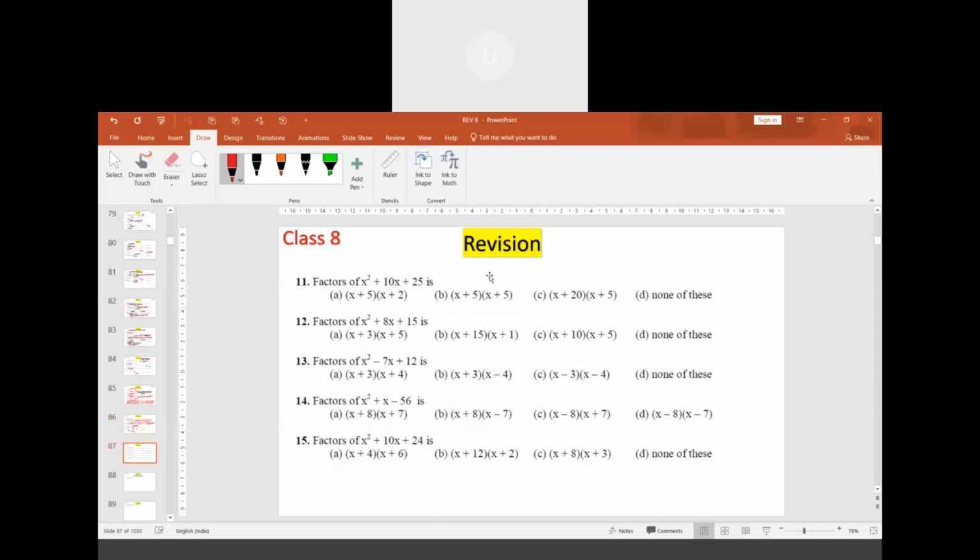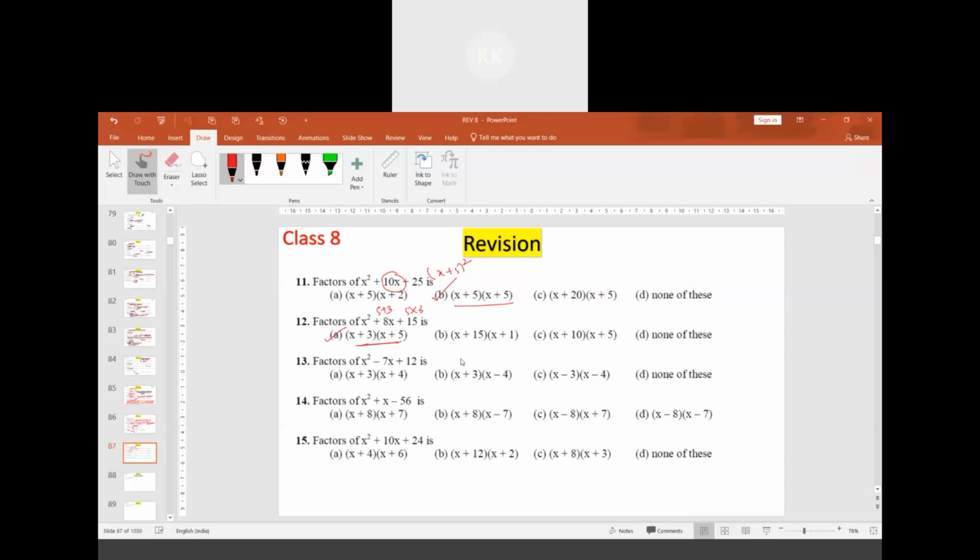Question number 11. A square plus 2ab plus b square. We can split 10x into 5x plus 5x, or it can be expressed as x plus 5 whole square. X square plus 25, 25 is 5 square. This middle term is 2ab, 2 into 5 into x. Here the product is 15. If you take 5 into 3, 5 plus 3, it works. So plus 3 and plus 5. Option A.